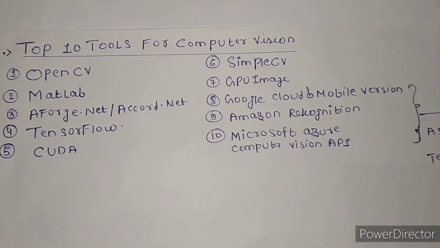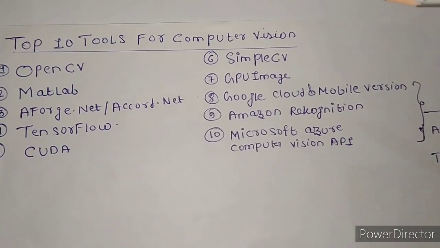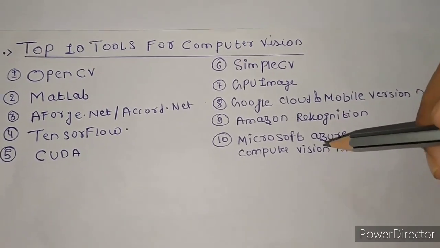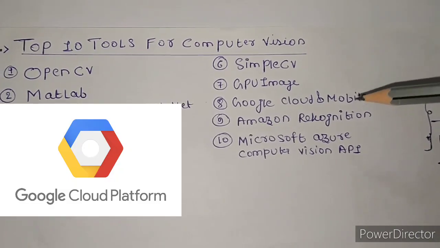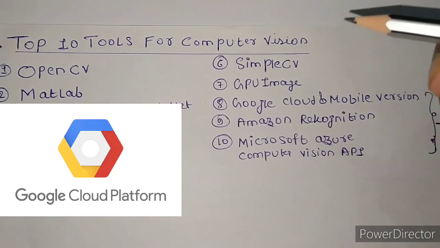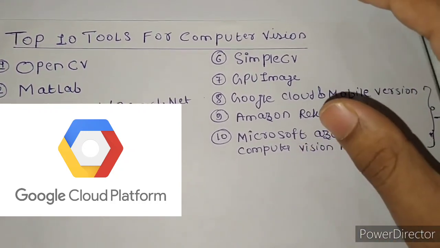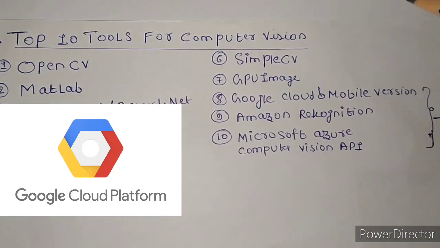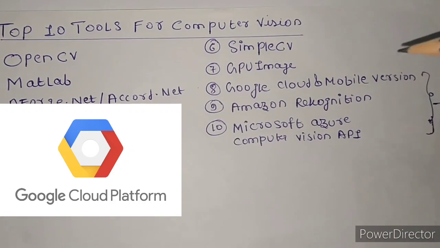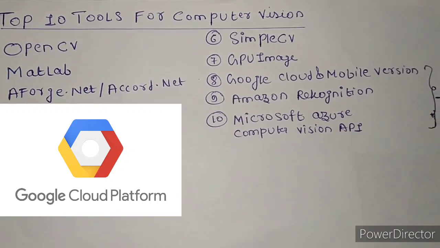So here comes the most interesting part of the video, that is the tools provided for computer vision by some tech giants. That is Google, Amazon and Microsoft Azure. So let's start with Google Cloud Vision and Mobile Vision. Google Cloud Vision enables developers to perform image processing by encapsulating powerful machine learning models in a simple REST API that can be called in an application. And what about Mobile Vision? Mobile Vision lets you detect objects in photos and video using real-time on-device vision technologies.